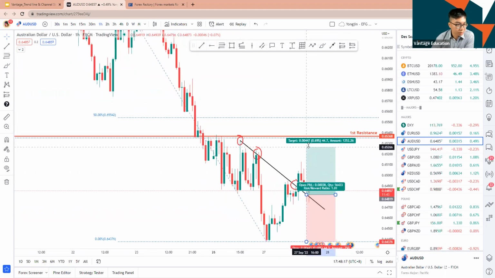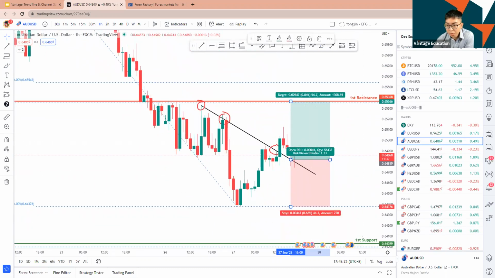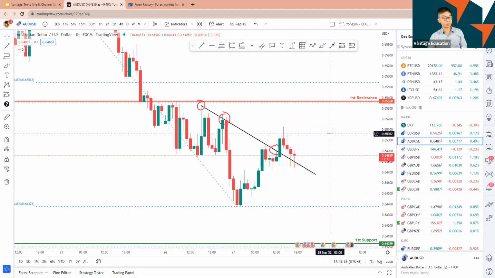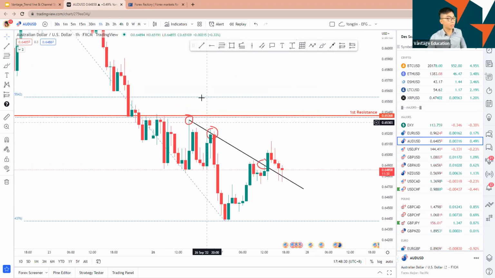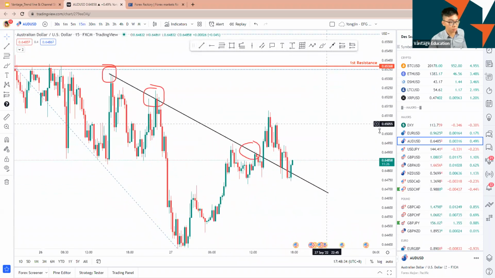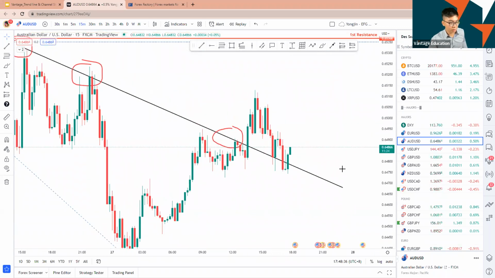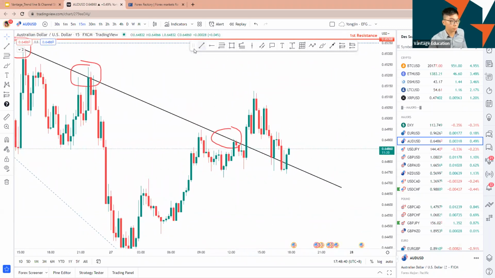So maybe my take profit might be at the first resistance line, 1 to 1.23 risk to reward ratio. Okay, this is the Aussie dollar. We are looking live. Let's go down to the smaller time frame, 15 minutes. On the 15 minutes, potentially what we can look out for.